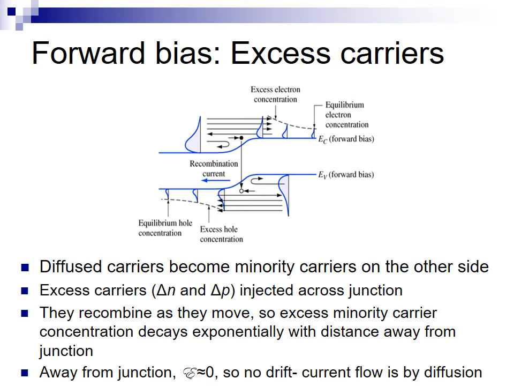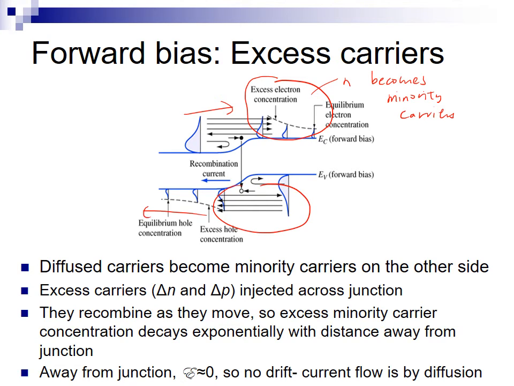Since there are a lot of carriers that cross over the transition region, we need to consider what happens to the diffused carriers. The electrons from the N side, when they arrive at the P side, become minority carriers, because the minority carriers in P type are electrons' opposite, the holes. Similarly, holes arriving at the N side will be minority carriers. We call these carriers excess carriers.